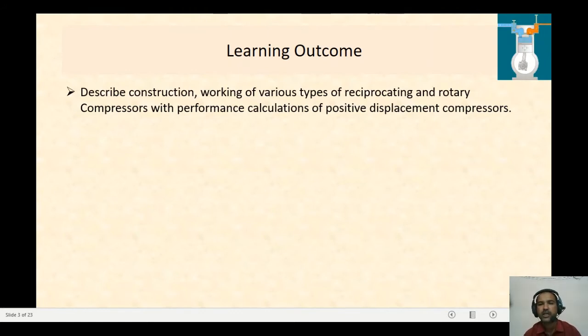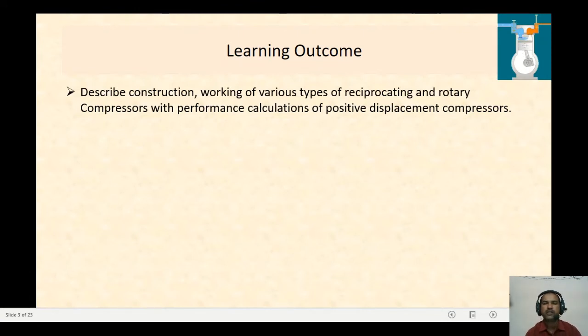Also, these air compressors are used for filling air into tubes, that is, tire tubes of bicycles or four-wheel vehicles. So they are also used to fill air in a tube.